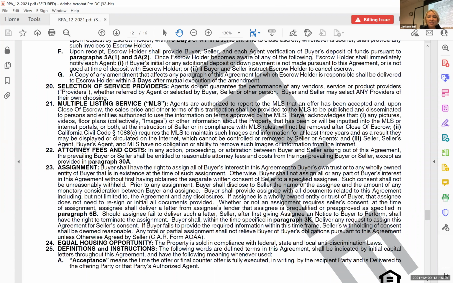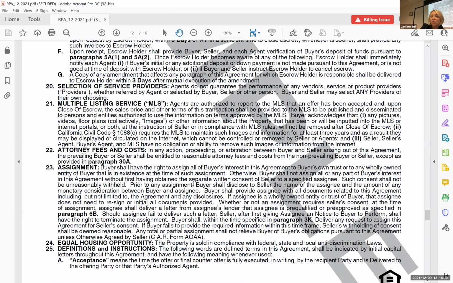So assignment, it says very clearly here that the buyer has to disclose the name of all assignees, and if there's any monetary consideration, that's a bad kind of assignment. The only kind that's allowed is to buyer's own trust or any wholly owned entity. So if there's an LLC that has 2 managing signers, technically this paragraph doesn't cover that situation.